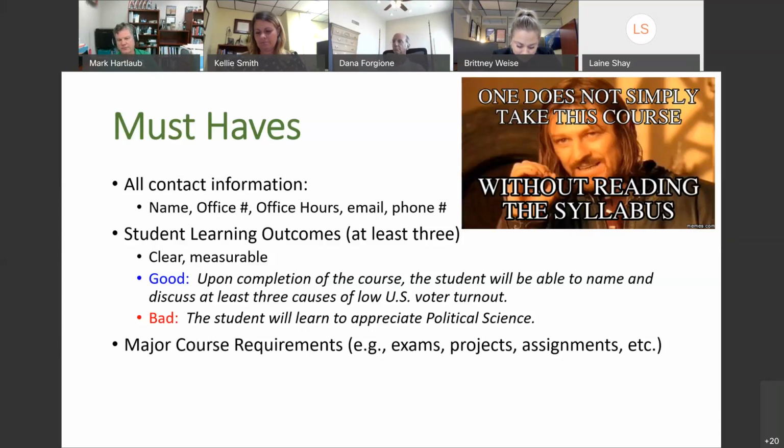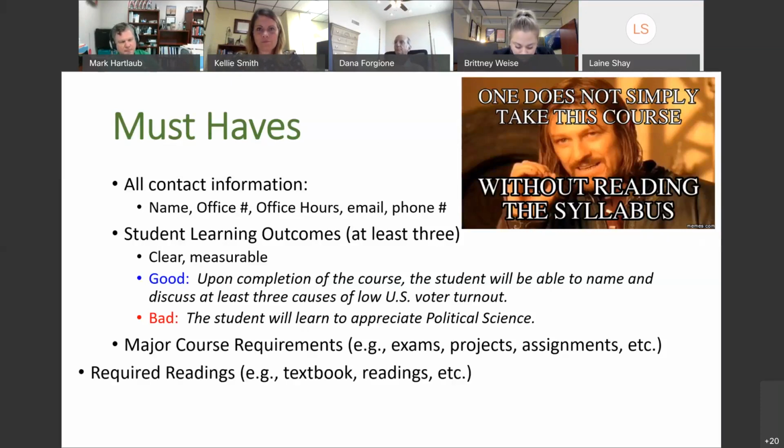Major course requirements. This is also a must-have in terms of exams, projects, assignments, et cetera. What's going to be in this class in terms of exams, projects, assignments? How many exams are there going to be? How many assignments, etc.? That should be in there. So a student really needs to know, what are they signing up for? That's really the key to a syllabus.